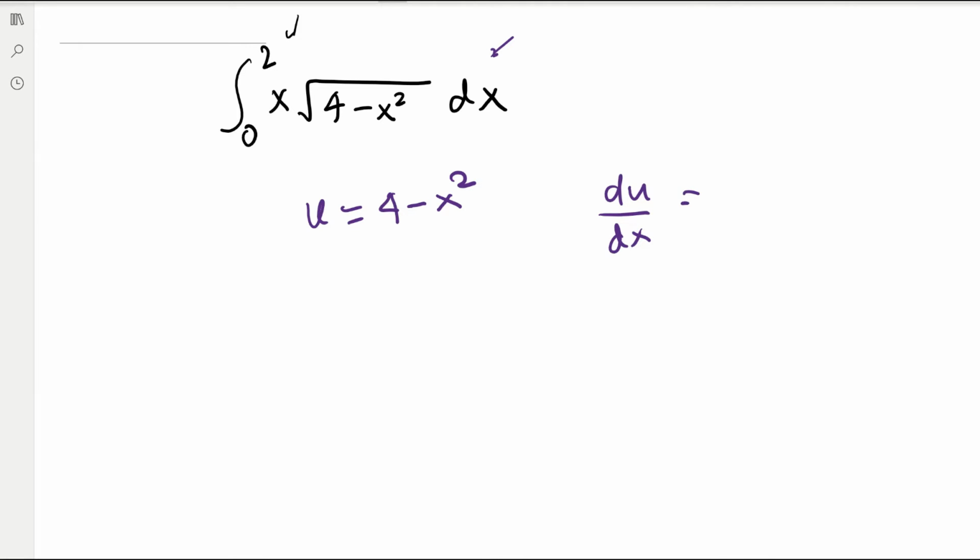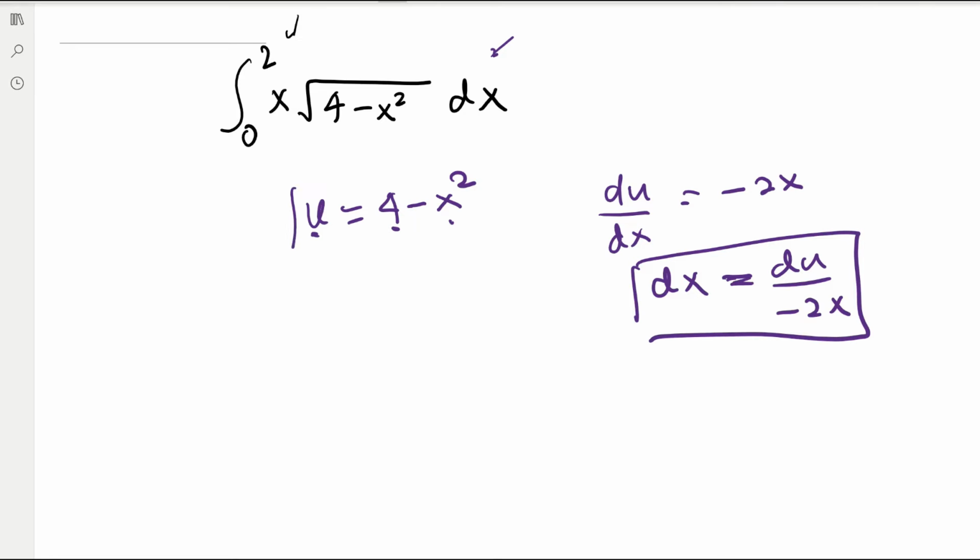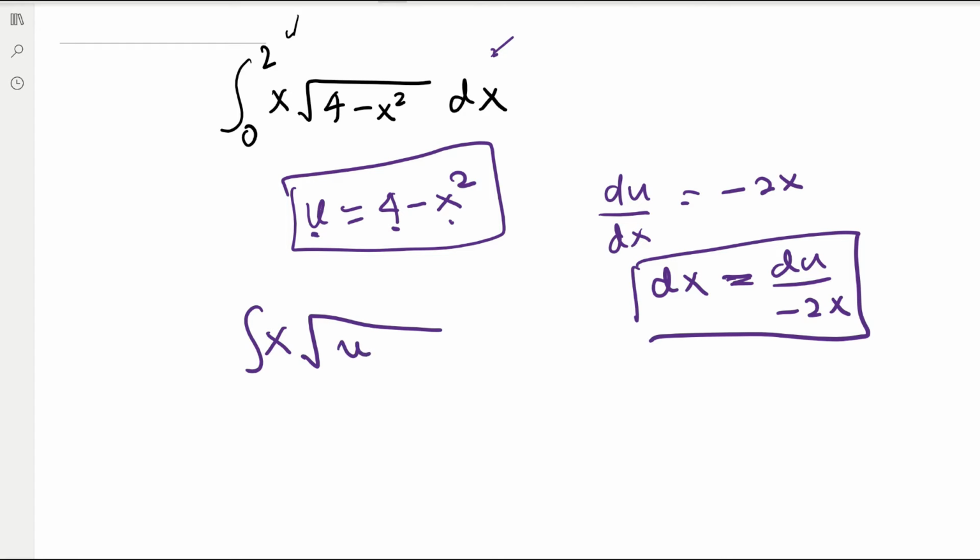If you differentiate u with respect to x, the derivative of 4 is 0, and the derivative of minus x square is minus 2x. So that means dx is du over minus 2x. We now have all the information we need to convert this integral into u. It's x times square root of 4 minus x square, which is u, times dx, which is du over minus 2x. You can cancel out x, and what you get is square root u over minus 2 du.